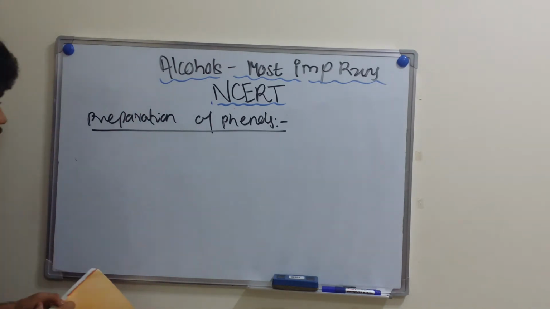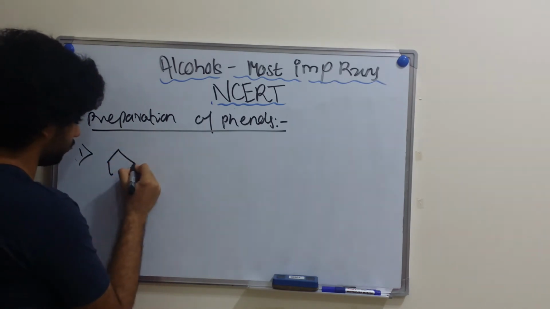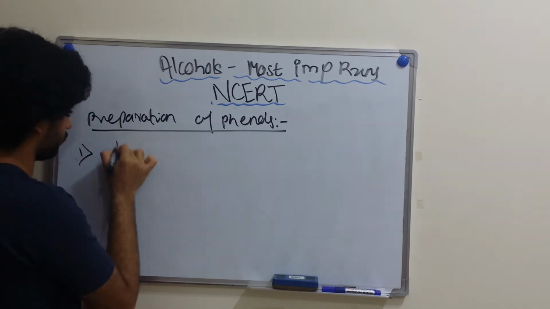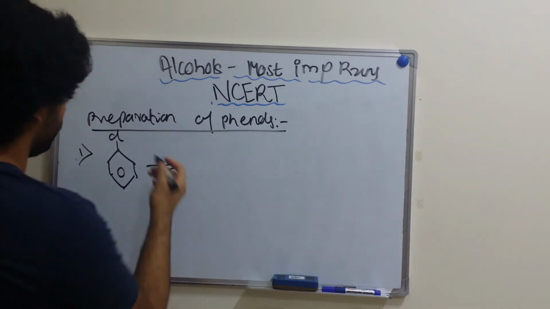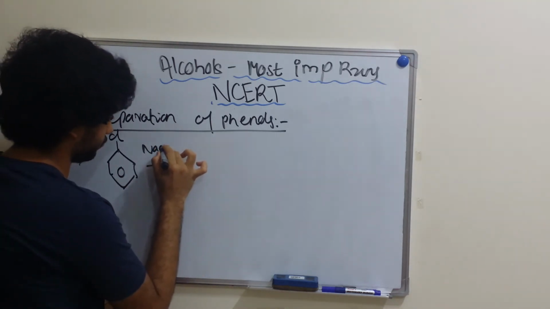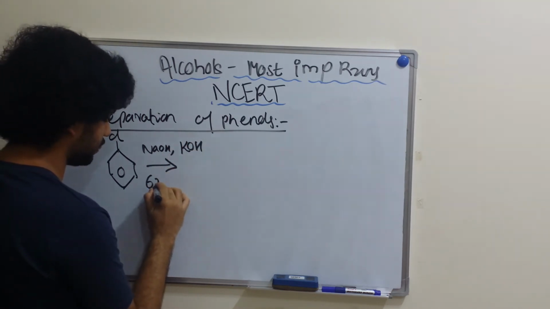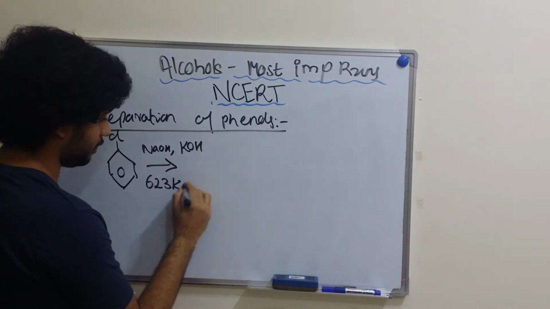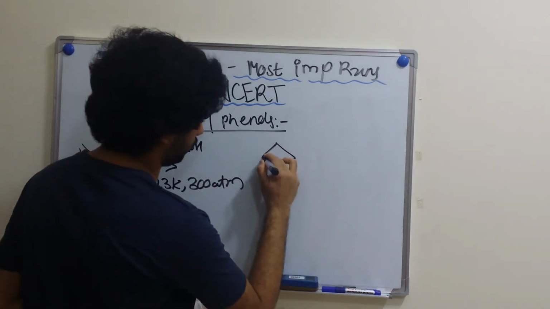So first, how do you prepare phenol? The first is you take chlorobenzene and add NaOH. You can also add KOH. At 623 Kelvin and 300 atmosphere pressure, you end up getting phenol.